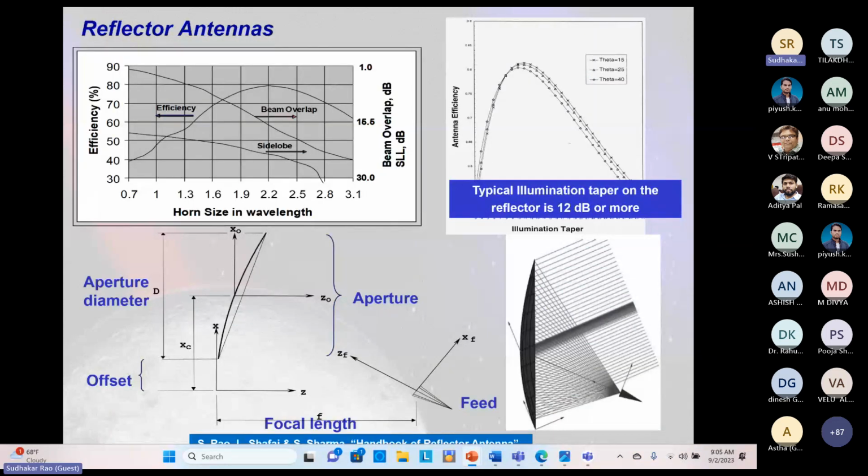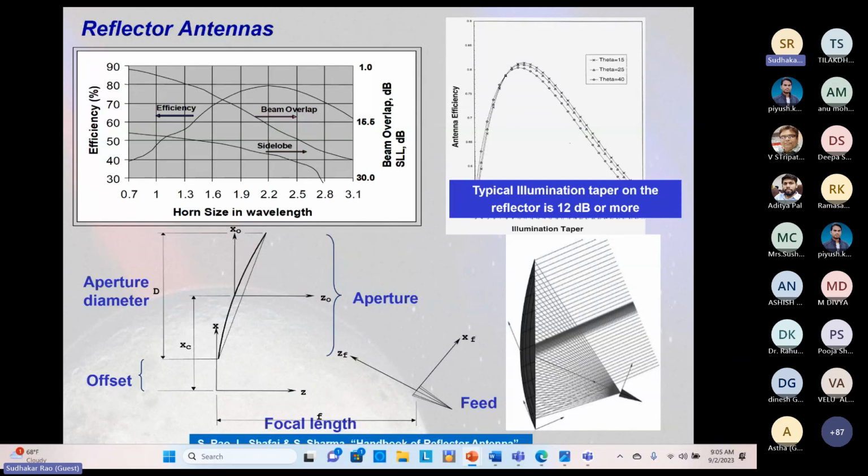For reflector antennas, this is one configuration I'm showing on the bottom, an offset fed parabolic reflector with a single feed. There you need to provide proper illumination on the reflector surface to maximize the gain. Typically about 12 to 15 dB is used as a taper because you need to minimize the power going outside the reflector. You want most of the power captured by the reflector. But you don't want to taper too much. If you taper too much, your aperture efficiency goes down.